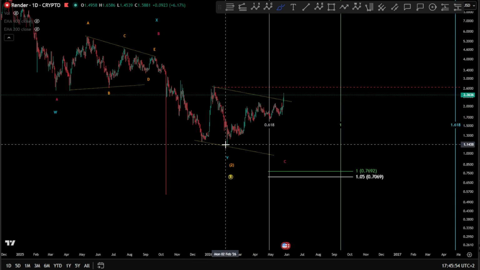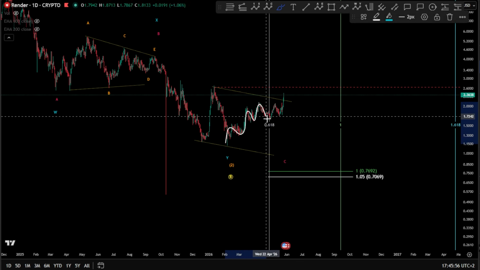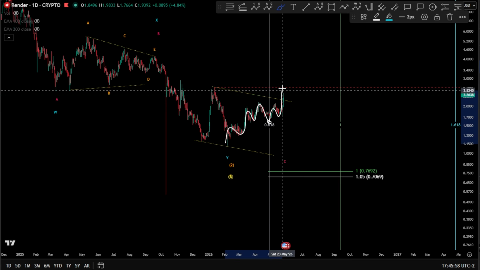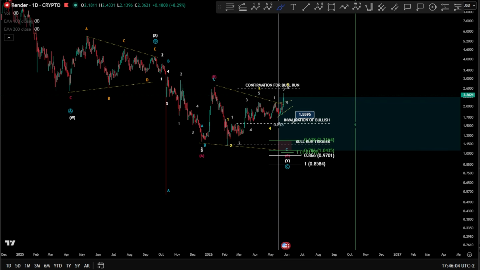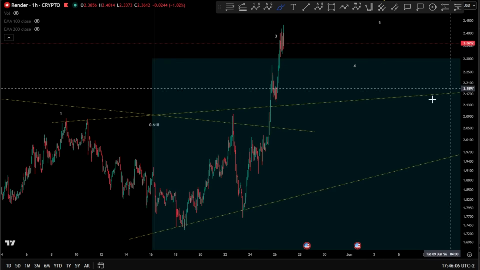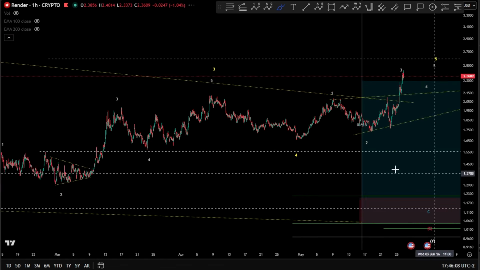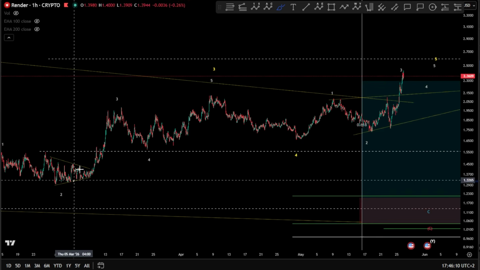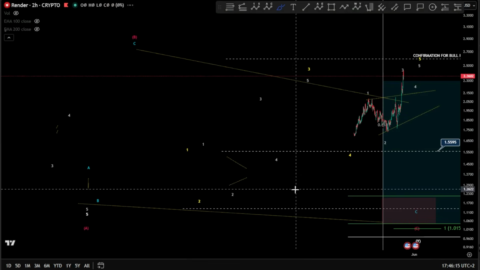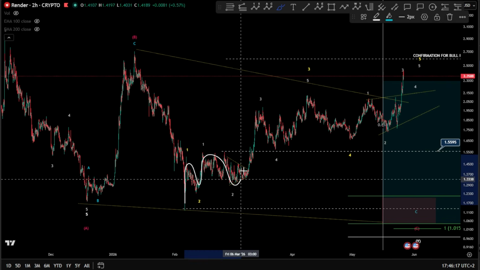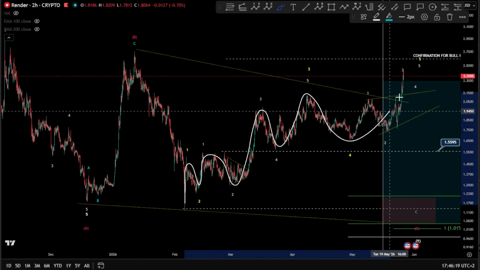As you can see, 1, 2, 3, 4 and a 5 impulse, wave 2 given, and another 1, 2, 3, 4 and a 5 is unfolding currently, and apparently we might seek something higher. On the 1 hour chart, we can see that since this move for Render has started with this impulse 1, 2, 3, 4, 5, we have another here on the 2 hour chart to see it much clearer. 1, 2, 1, 2. We have 3, 4, 5, 4 and a 5.